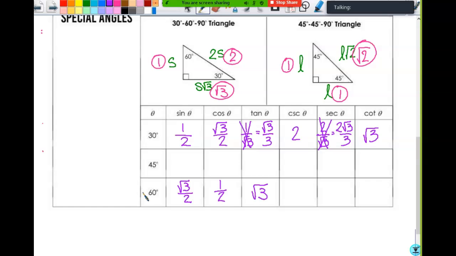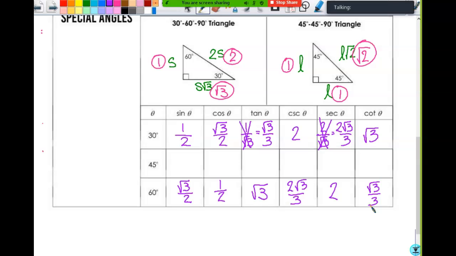All right, so then cosecant, it's going to be the reciprocal of the square root of 3 over 2, which we already found. It's 2 square root of 3 over 3. Secant is the reciprocal of 1/2, which is 2. Cotangent is the reciprocal of the square root of 3, so that is square root of 3 over 3.